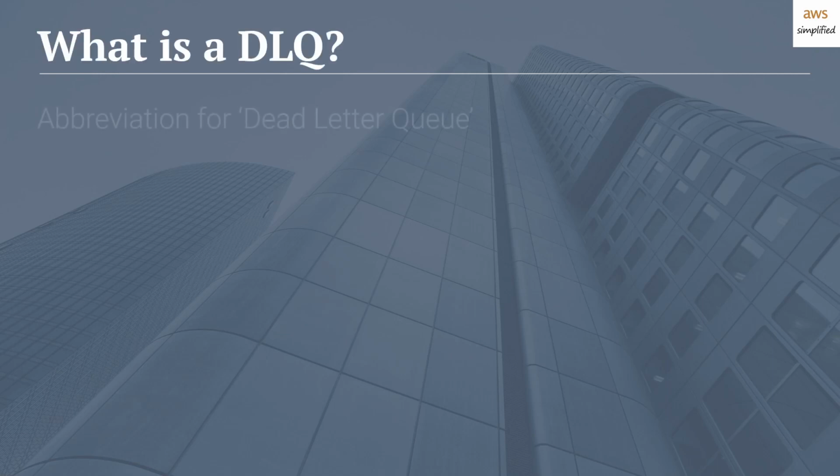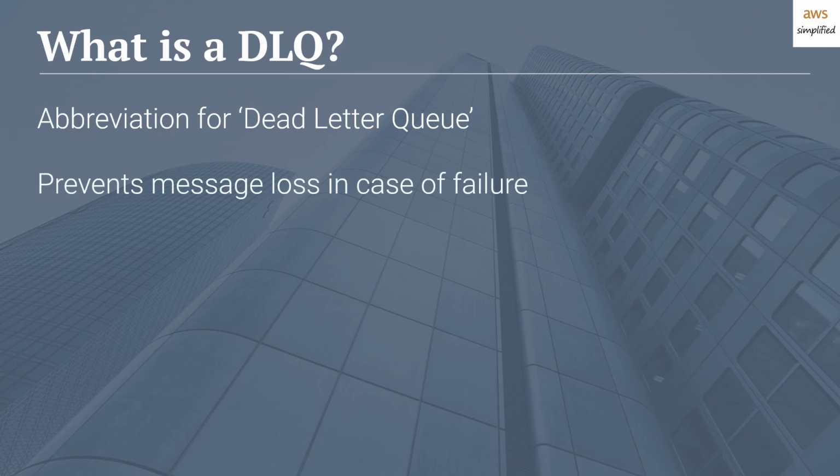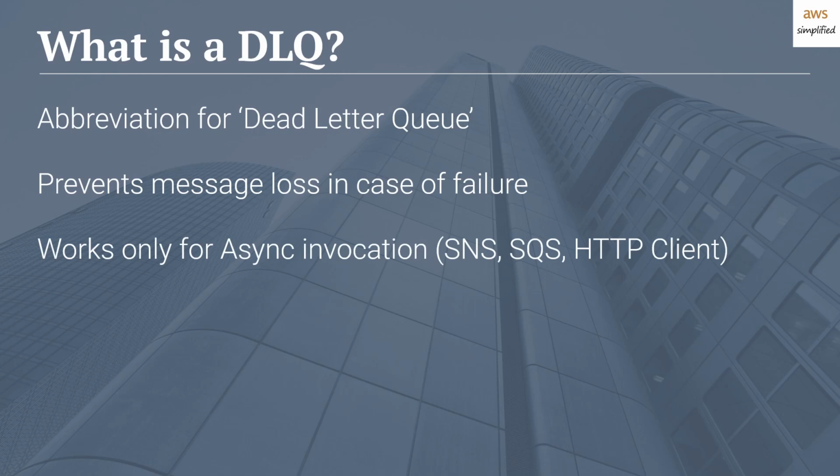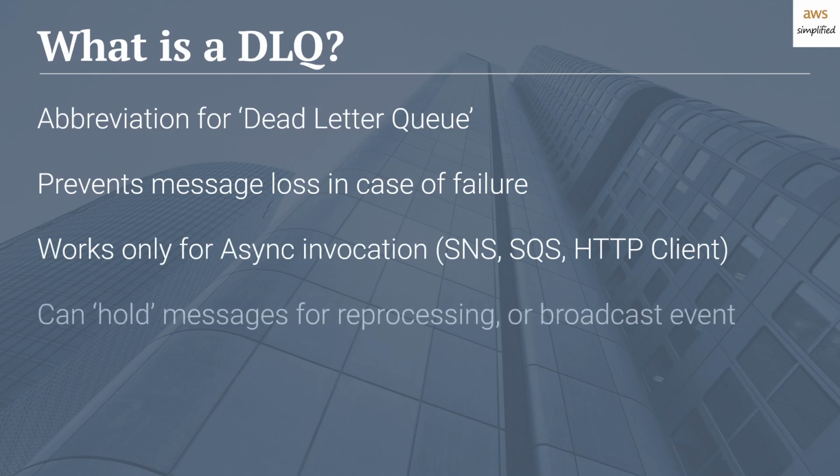Well, it's an abbreviation for dead letter queue, and it's a mechanism that helps prevent message loss in the case of failure during a lambda function invocation. So any kind of exception or anything that gets thrown is relevant to the DLQ. It works only on asynchronous Lambda invocations via SNS, SQS, or an HTTP client. And finally, in the case of failure, it can be configured to hold messages for reprocessing after you fix the problem in your function, or perhaps broadcast the failure to another system to take some kind of action on it.